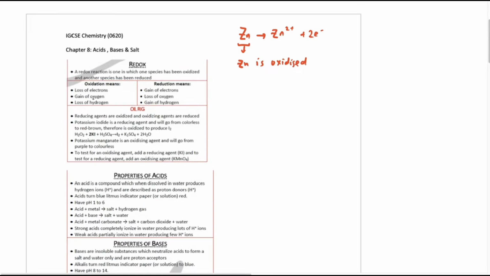Second point, gain of oxygen. Gain of oxygen is also oxidation. For example, carbon plus oxygen becomes carbon dioxide. So we say the reactant, carbon, is oxidized.